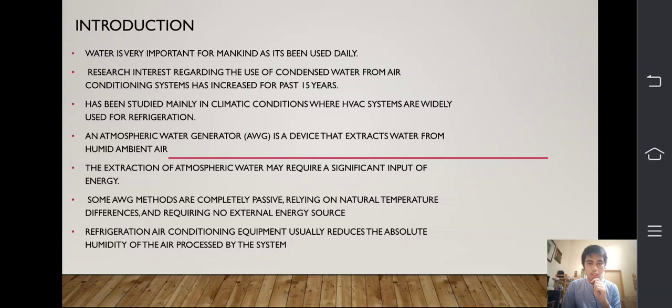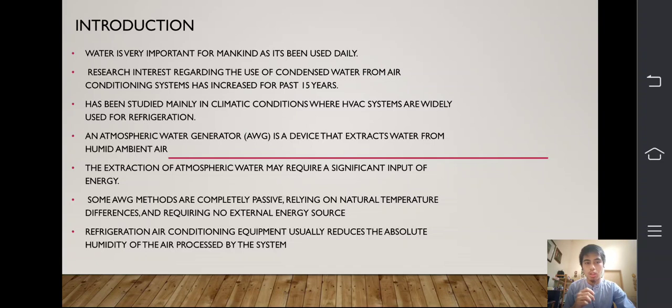An atmospheric water generator, or AWG, is a device that extracts water from humid ambient air. The extraction of atmospheric water may require a significant input of energy. Some AWG methods are completely passive, relying on natural temperature differences and requiring no external energy source. Less refrigeration and air conditioning equipment usually reduces the absolute humidity of the air processed by the system.